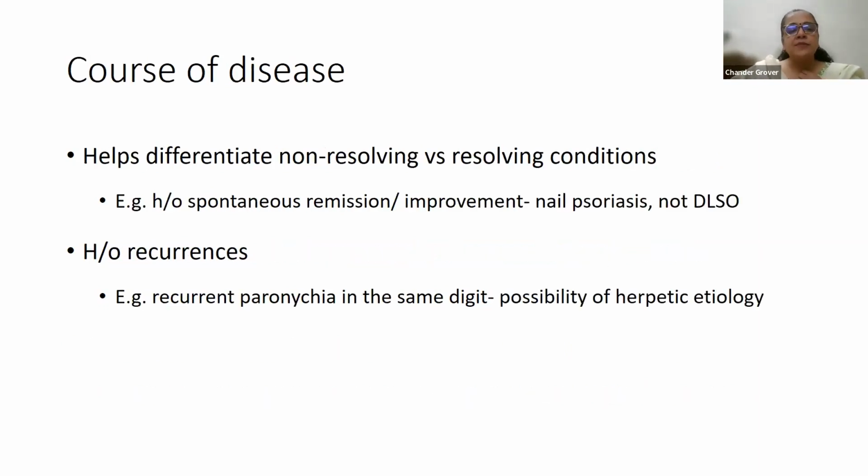The course of the disease helps differentiate, because if a condition is resolving without a specific treatment being given for it, then it can't be an infection. So you will think more in terms of, let's say, psoriasis instead of onychomycosis. Then the history of recurrences also points towards the cause. If something keeps recurring, like paronychia in that same digit, you have to think in terms of, let's say, herpetic etiology, but you also have to think in terms of self-manipulation. What kind of manicure the patient is doing, after which these episodes are coming. Are they cleaning the nail too aggressively? Are they biting their nails? Are they manipulating in any other manner?